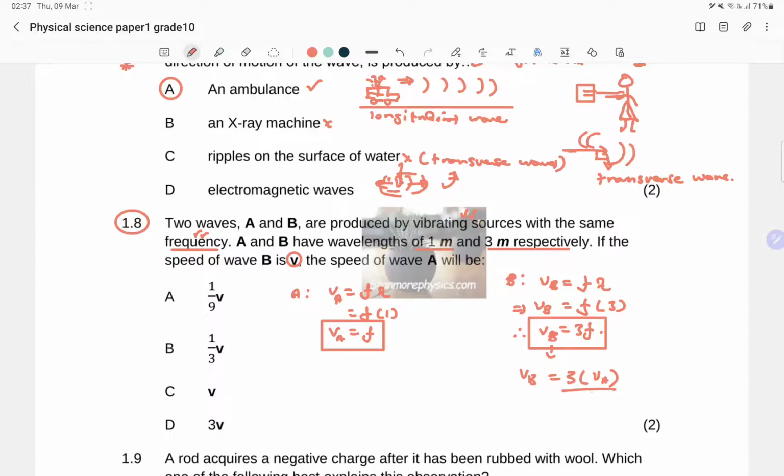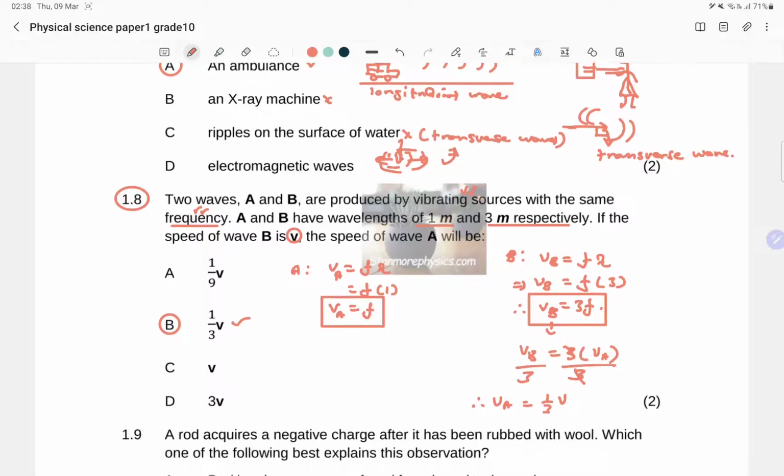Okay, and then we divide by 3, that cancels out. Therefore, VA is equal to 1 over 3 VB, right? But we were told that for B it's just V, so we can actually take out that. So that is the answer right there. Again, you have to work it out. You can't just guess it. It is not guessable. It is workable.